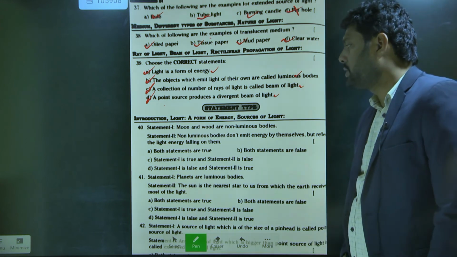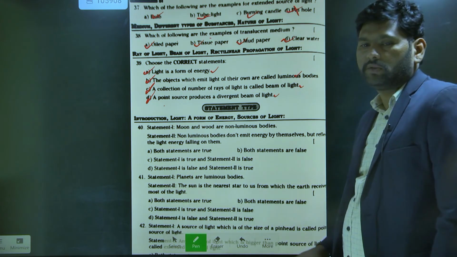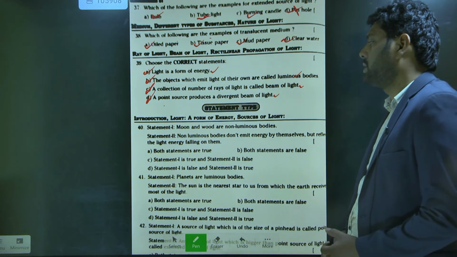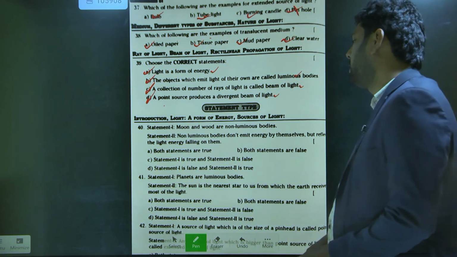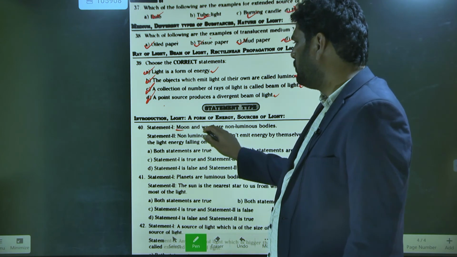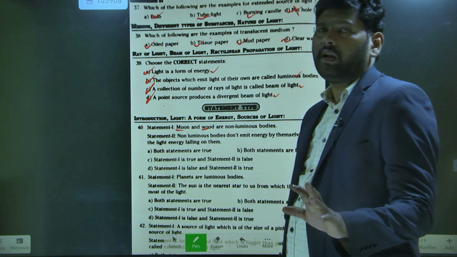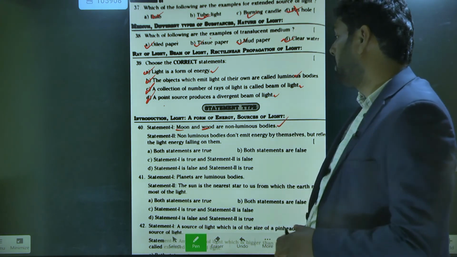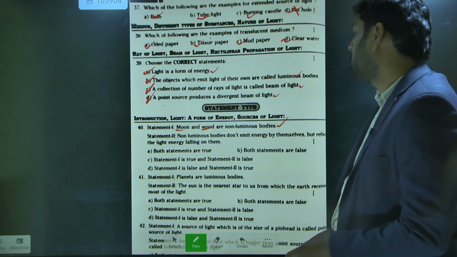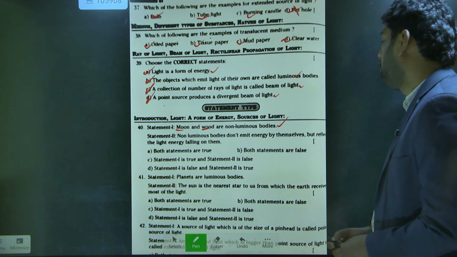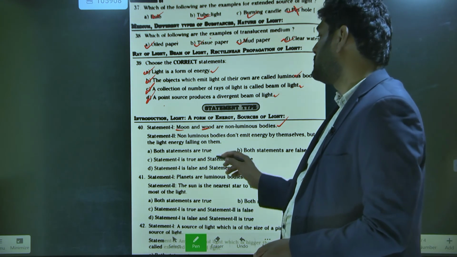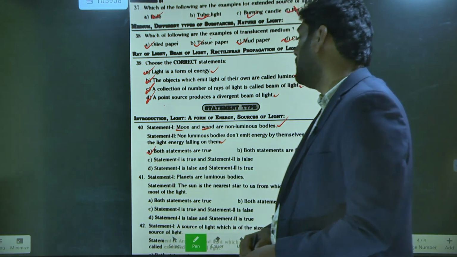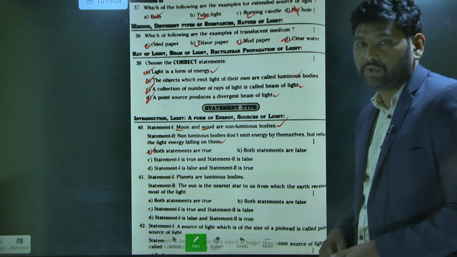Coming to the 40th question, it is a statement type question. We need to observe which statement is correct and which is wrong. First statement: moon and wood are non-luminous bodies. Yes, moon is non-luminous, wood is also non-luminous, because they are not producing light, they are only reflecting the light. So statement 1 is right. Non-luminous bodies do not emit energy by themselves but reflect the light energy falling on them. This is also right. So both statements are true, and the first option is right.